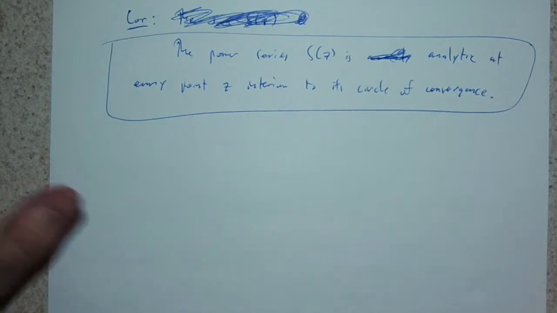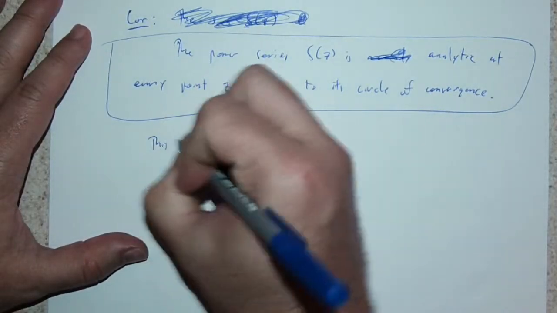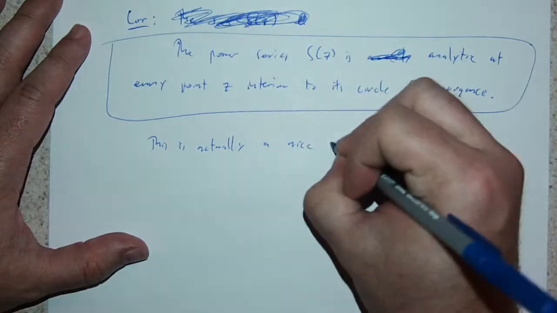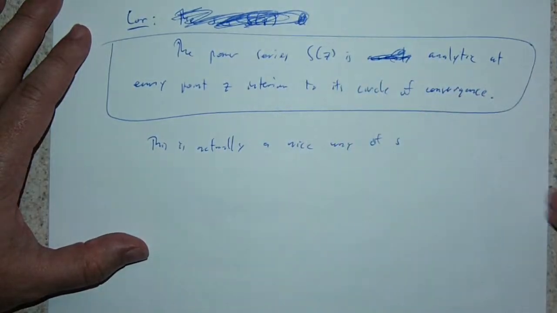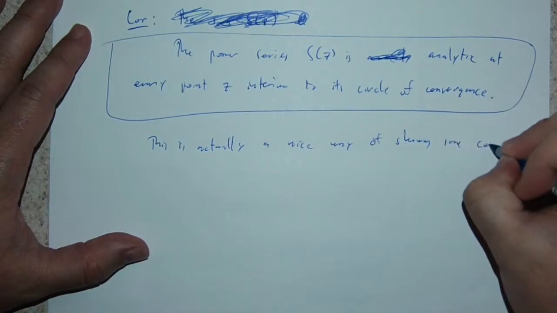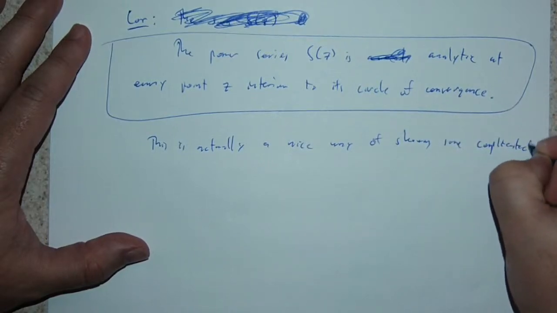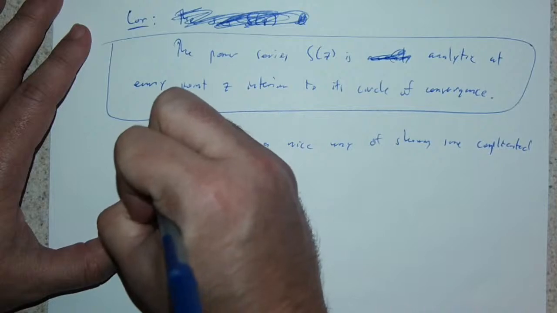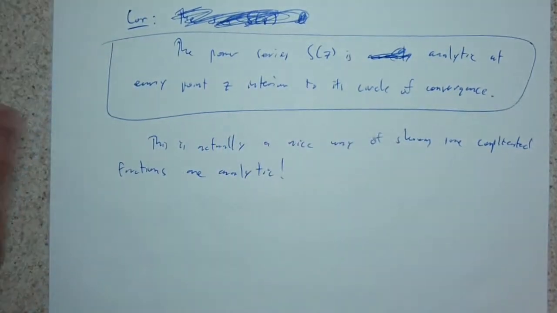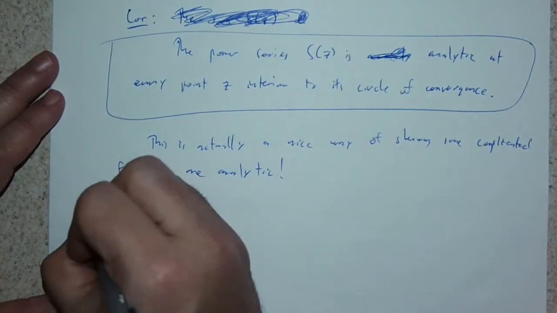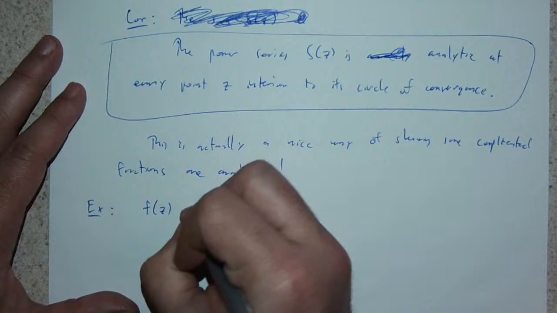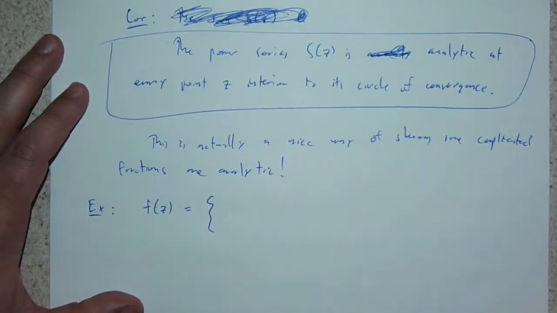So let's do a quick example. This is actually a nice way of showing some complicated functions are analytic. Okay, so what's the example here? Let's pick a function that is piecewise defined. So it's this f of z.